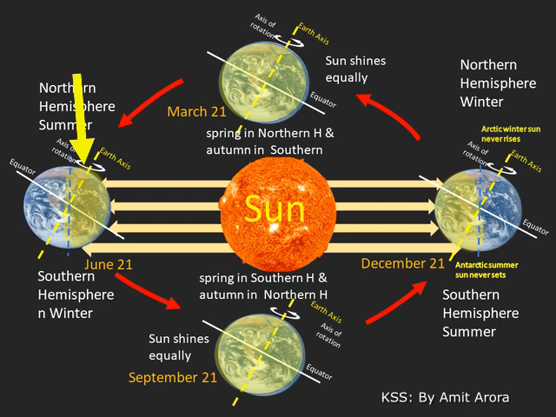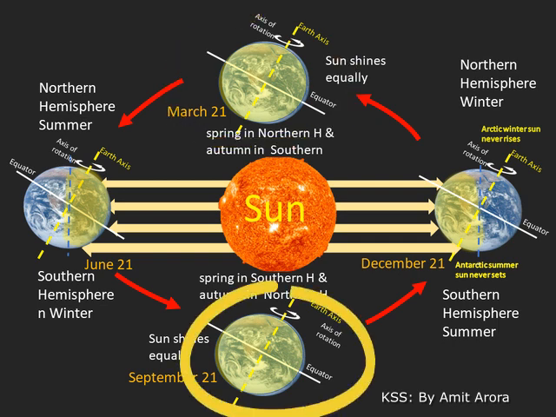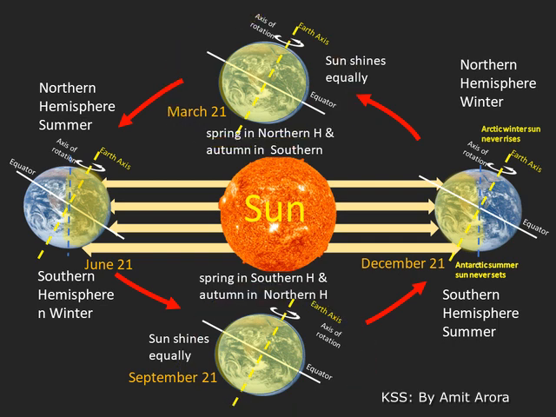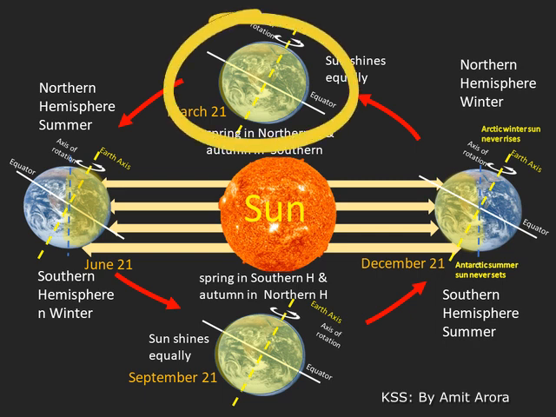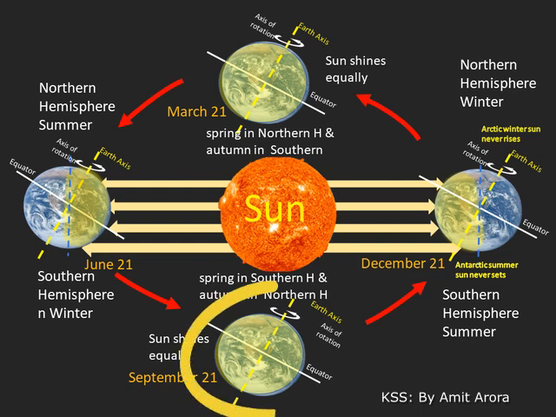In Arctic, which is near the North Pole, the sun will never set, and in Antarctic near the South Pole, the sun will never rise in the month of June. In March and September, the sun shines equally on the entire earth. However, in March, there will be spring in the northern hemisphere, and in September, there will be spring in the southern hemisphere.